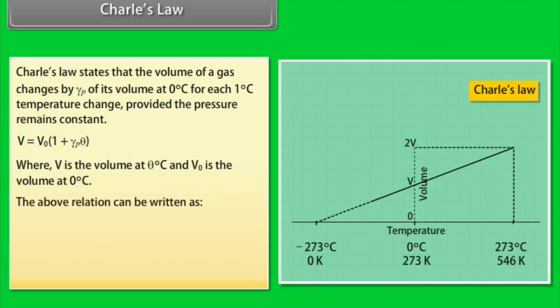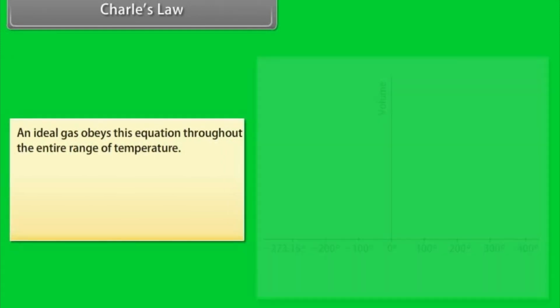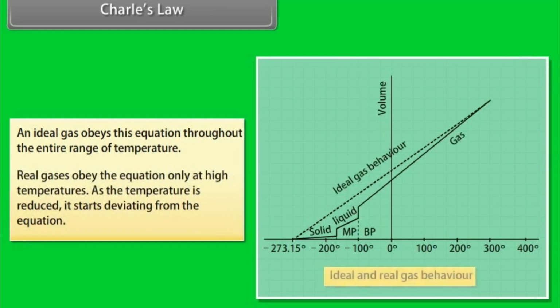The above relation can be written as V = V0 (1 + theta/273). According to the equation, a graph between volume and temperature is a straight line. An ideal gas obeys this equation throughout the entire range of temperature. Real gases obey the equation only at high temperatures. As the temperature is reduced, they start deviating from the equation.